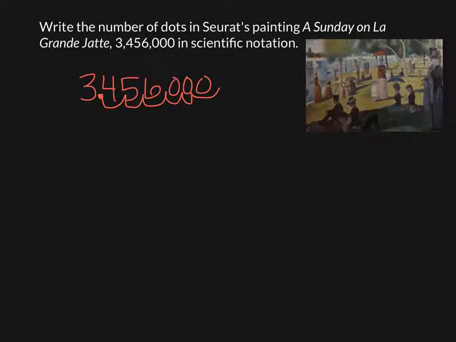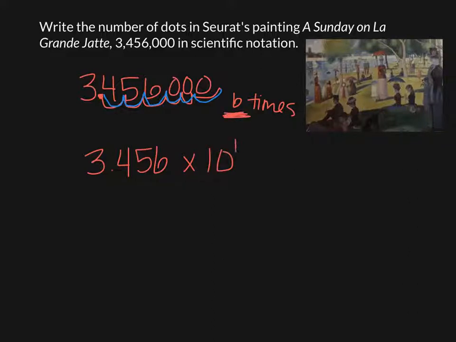Okay, then ask yourself, how many times did you move the decimal point? Let's see. I'll use a different color here. 1, 2, 3, 4, 5, 6 times. Okay, I'll write that over here. 6 times we move the decimal point. So now I'm going to write my answer in scientific notation, which first I write my number that's greater than or equal to 1, less than 10. 3 and 456 thousandths times 10 to the 6th power.